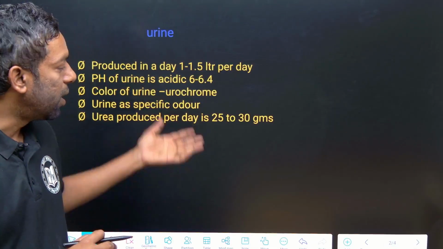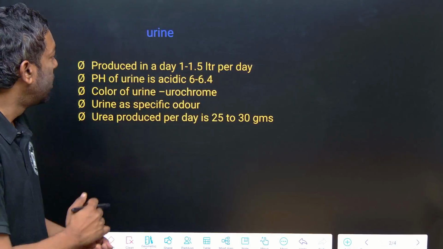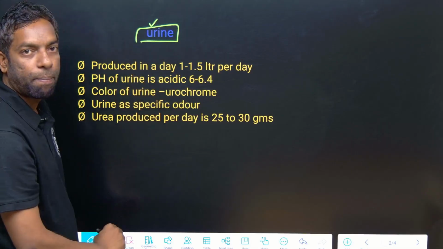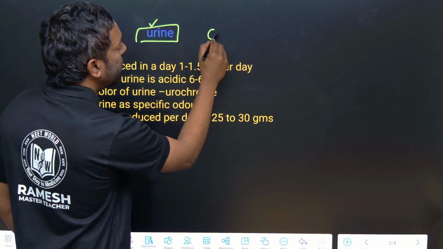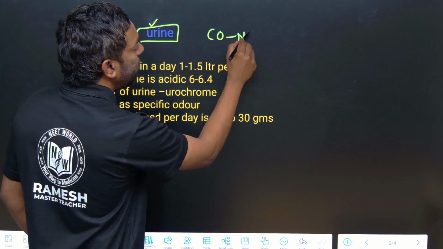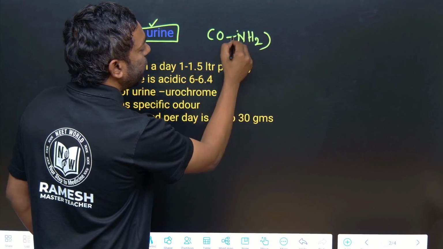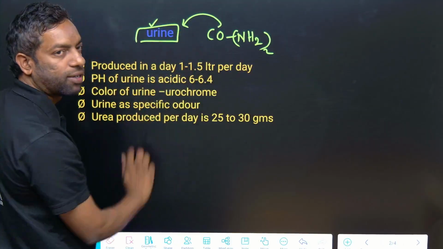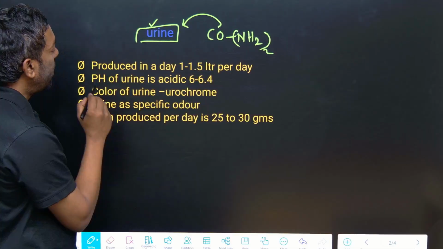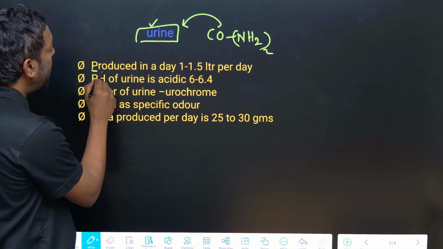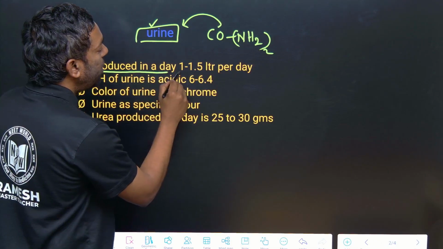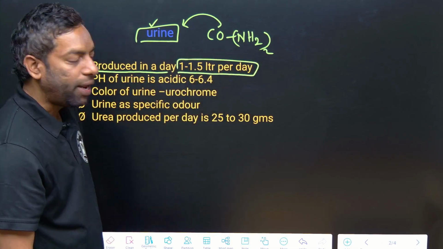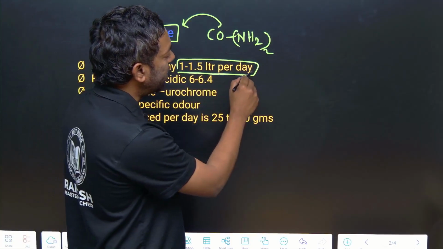Okay, the excretory product in the human excretory system is urea. The urea formula is CONH2. This is the urea formula, this is the excretory product. Every day, 1 to 1.5 liters of urine is produced per day.